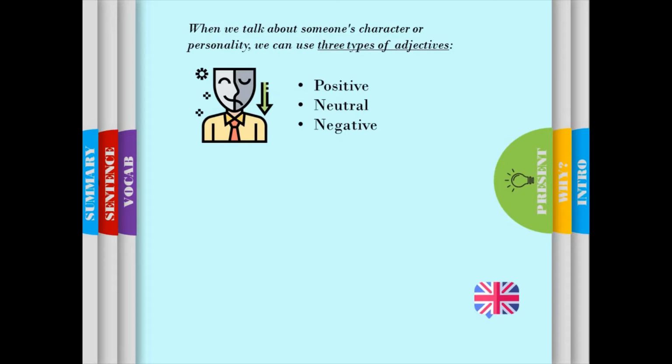These are things about your personality or character that are good things that people like. We also have neutral. These are things about your character that are not really good and also not really bad, kind of in the middle, 50-50. And the last one, negative, of course, this is anything about your character that is not good, things that people do not like, okay? So three types of adjectives, three categories.